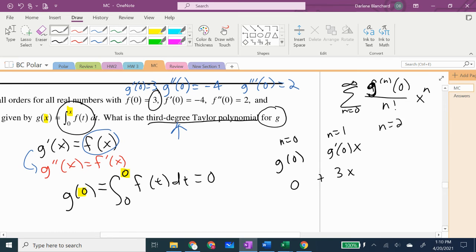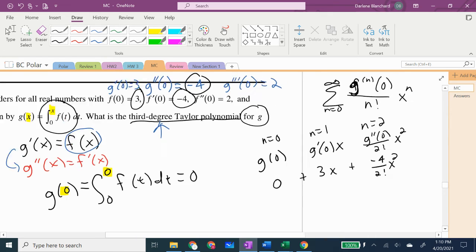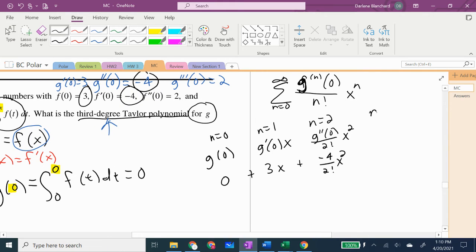When n is equal to 2, that's the second derivative of g at 0 divided by 2 factorial times x squared. G double prime of 0 is negative 4. So negative 4 over 2 factorial times x squared. And then when n is equal to 3, third derivative of g at 0 over 3 factorial times x cubed. Third derivative is 2.